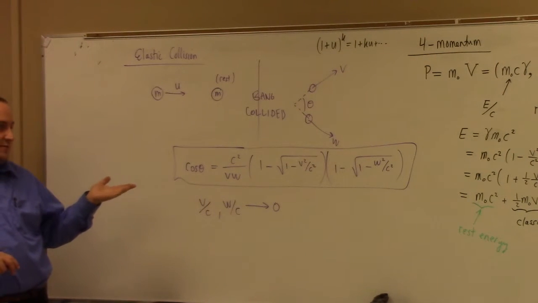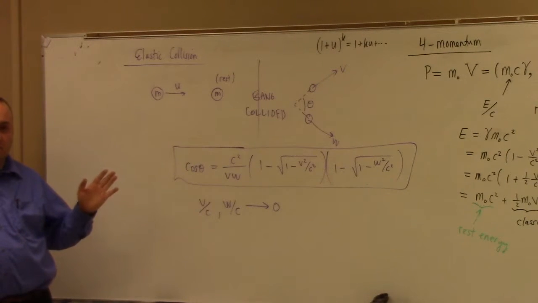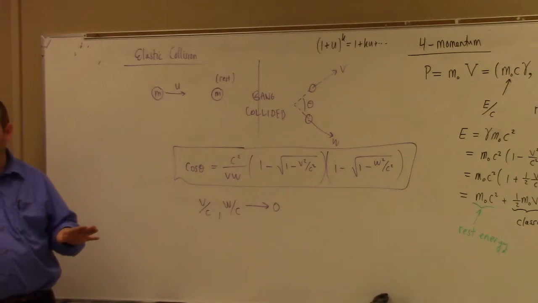This is actually one of the ways that special relativity has been tested experimentally. We have these things called bubble chambers, and you have very, very energetic particles that are going super, super fast.